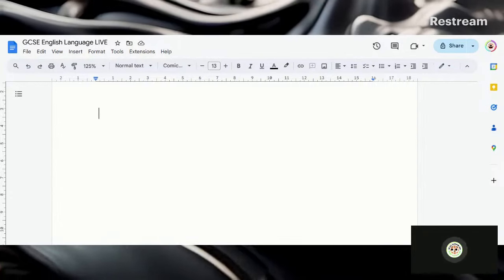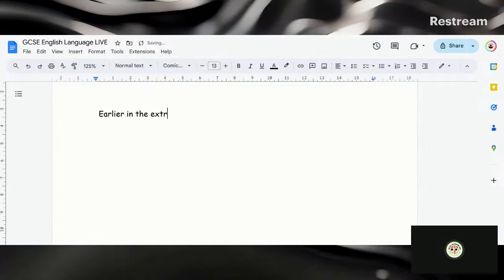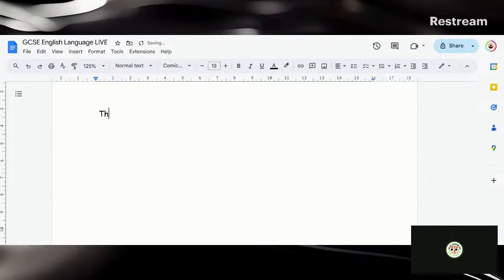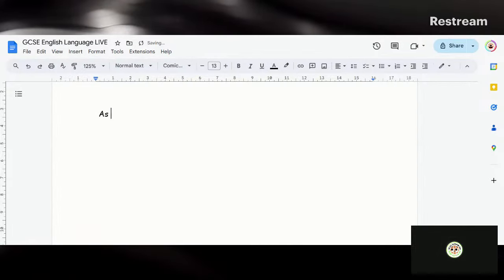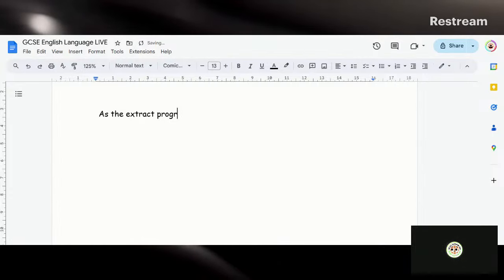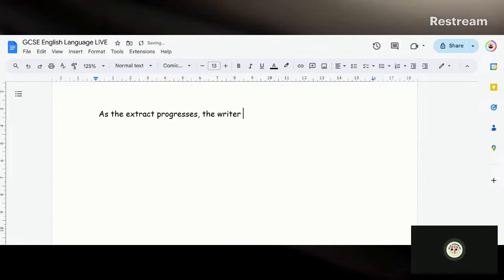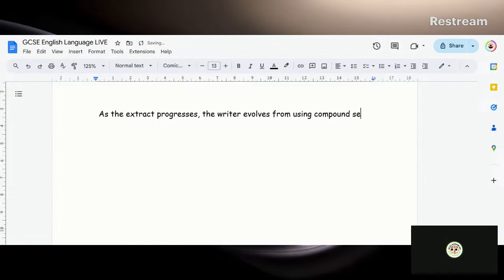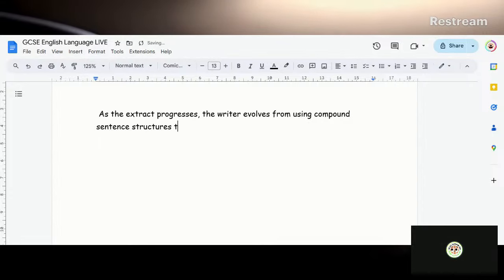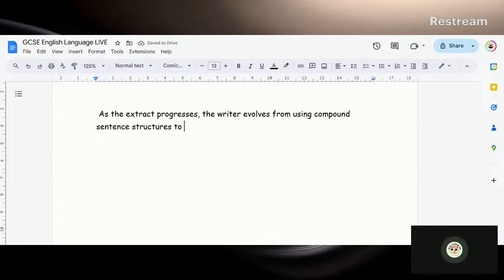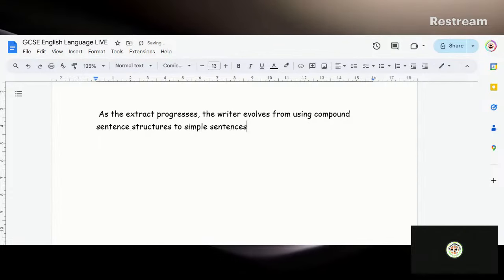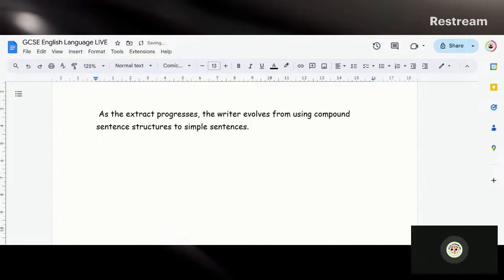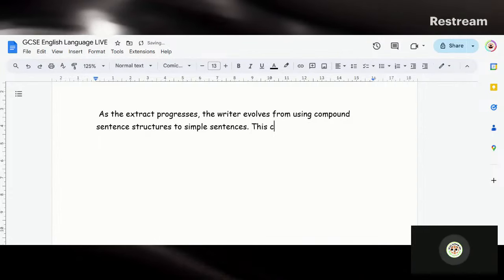Okay, now we can talk about how earlier in the extract, or we can speak about the sentence length, so the changing sentence lengths. As the extract progresses, the writer evolves from using compound sentence structures to, or you can say complex, it's up to you, to simple sentences. Yeah, that's our statement.